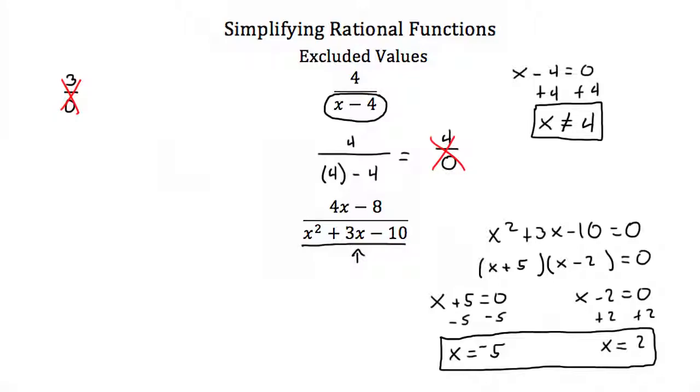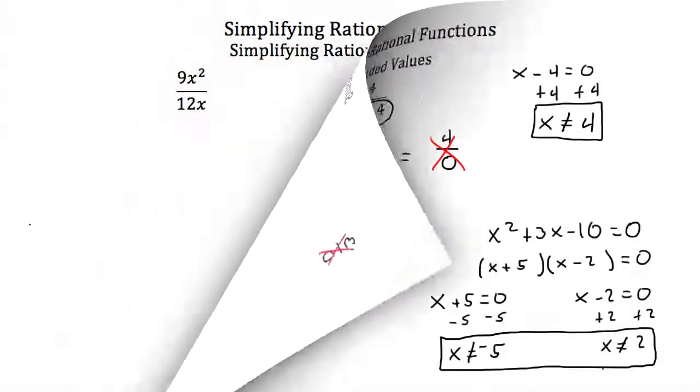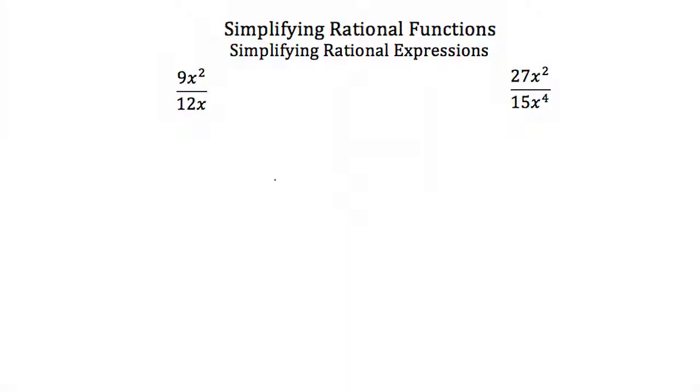So again, that means that we can have all values of x that are real, and we can plug them in and get an answer, except if x is equal to negative 5 or x is equal to 2. So we would say that x cannot equal negative 5 and x cannot equal 2. So now that we know how to find our excluded values, let's talk about simplifying rational expressions.